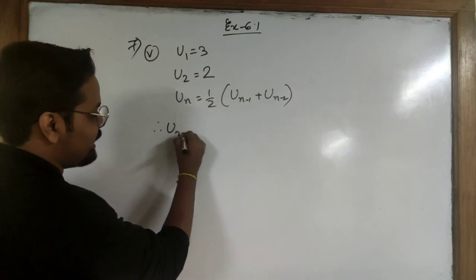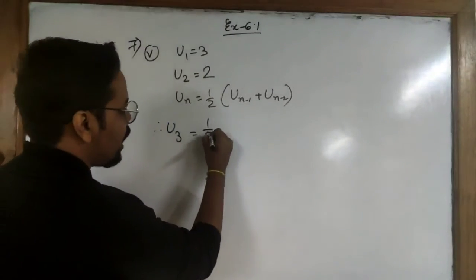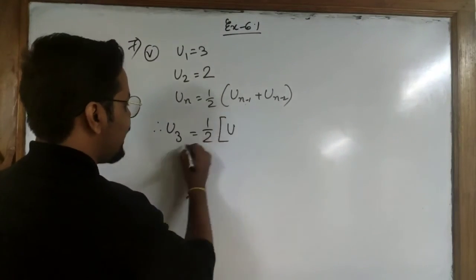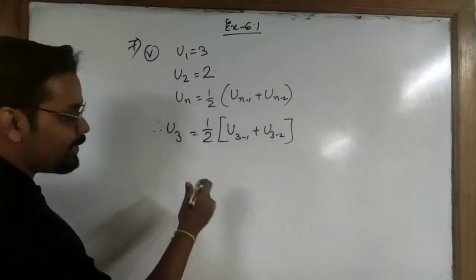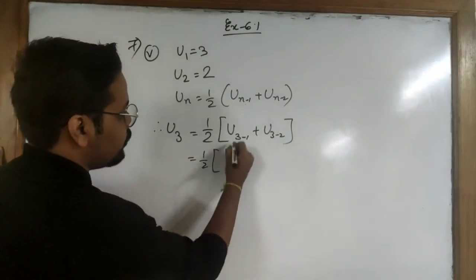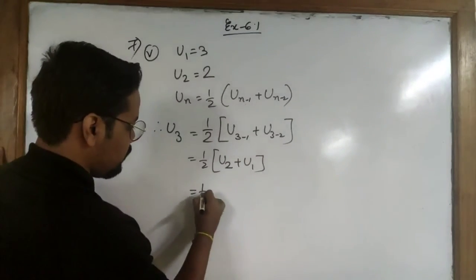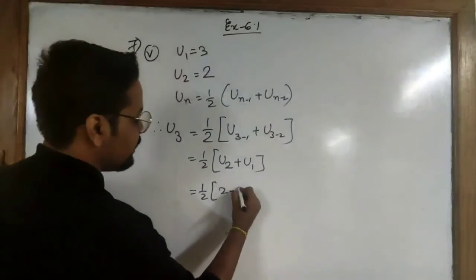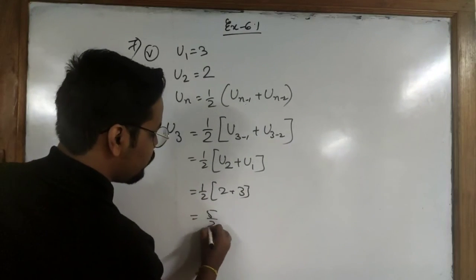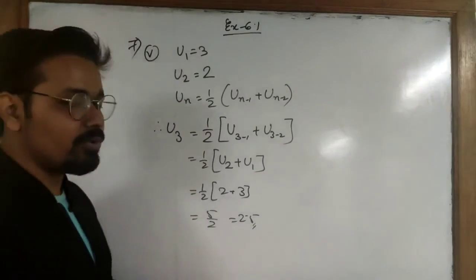Therefore u3 will be equal to what? This is the general term. So let's put it: half, u of n minus 1 with n as 3, so 3 minus 1, plus u of 3 minus 2, right? So again half of u2 plus u1. What is u2? u2's value is given as 2, u1's value is given as 3. So it is 5 by 2, or you can write 2.5. That is how you solve.